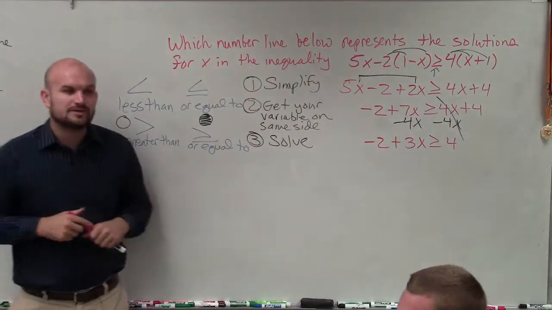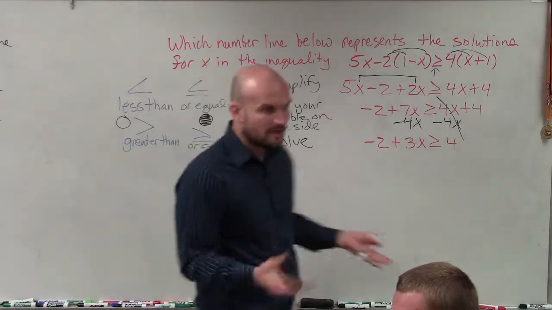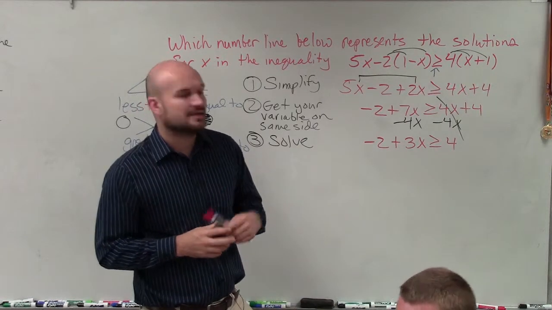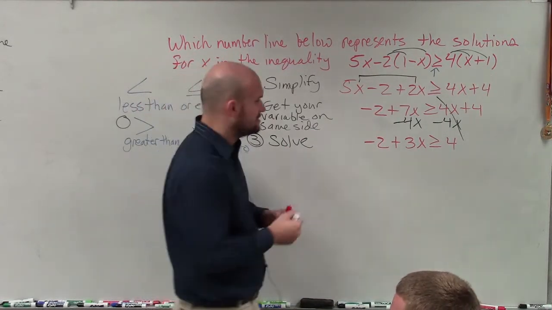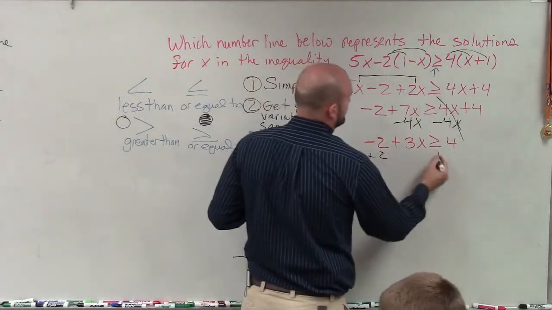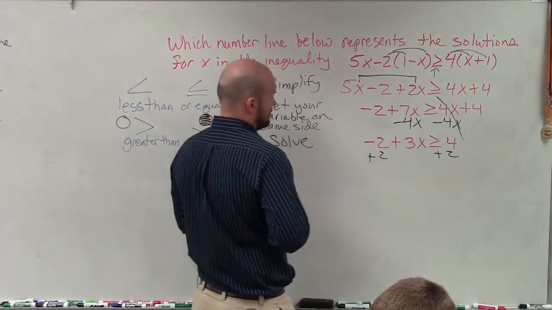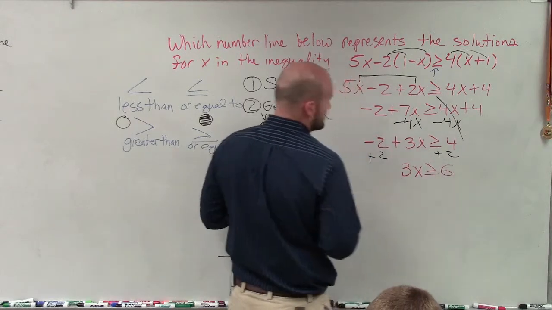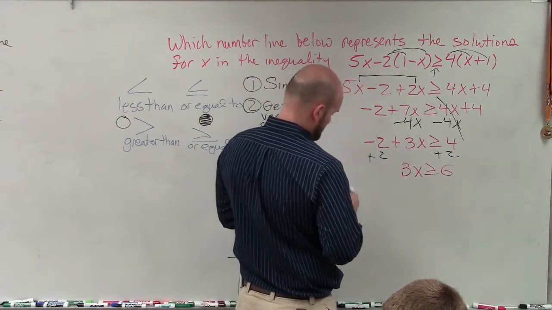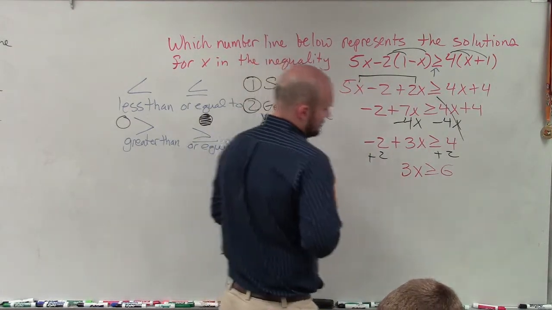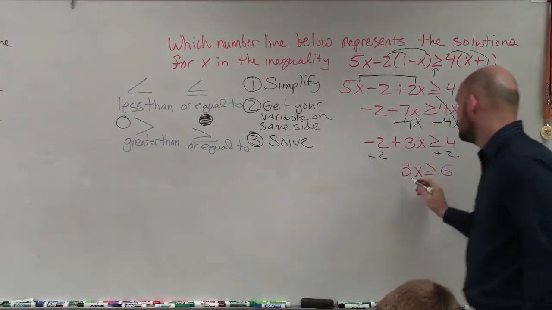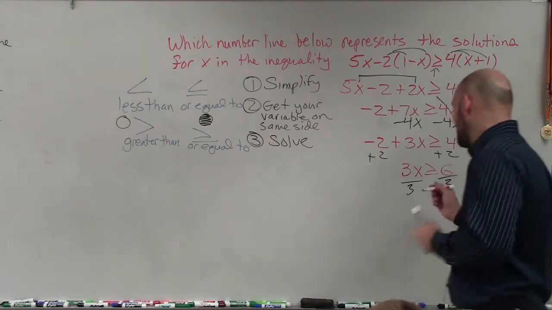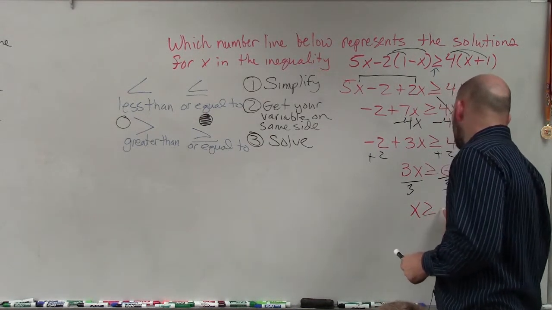Now we just go ahead and look into solving. Solving is just like a two-step equation using your inverse operations. The main important thing is you always want to undo addition and subtraction first. So I'll add 2 onto both sides. Therefore, I have 3x is greater than or equal to 6. Divide by 3. And now I have x is greater than or equal to 2.